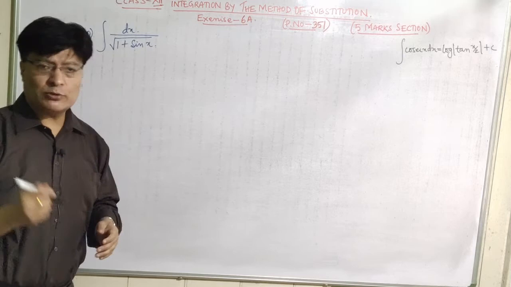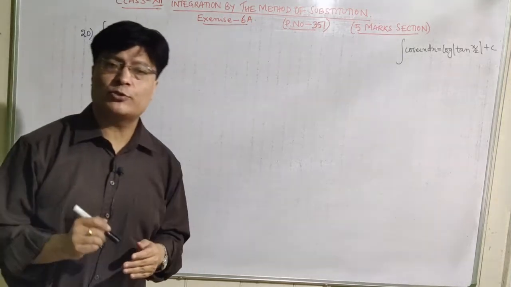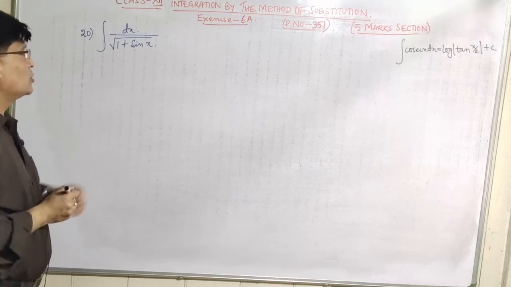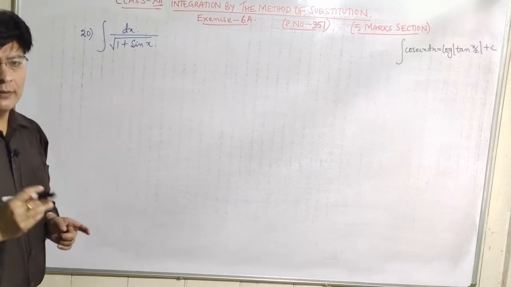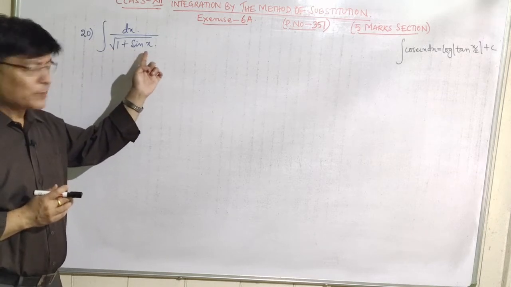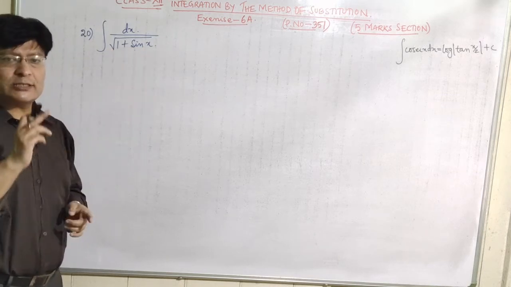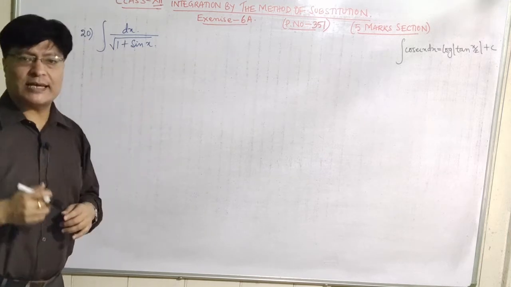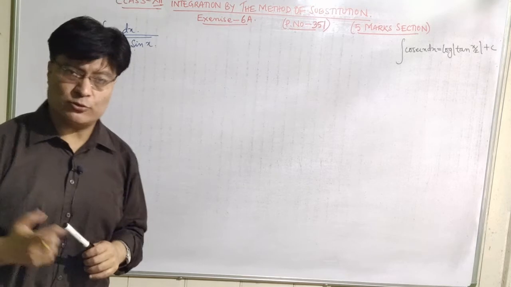So first of all, you have to simplify the expression within square root, or you have to remove square root from the denominator. So you know the formula from submultiple angle, but there is no direct formula for 1 plus sine x. This sine x can be written as 2 sine x by 2 cos x by 2. And instead of 1, you have to write sine square x by 2 plus cos square x by 2. You know that, isn't it?